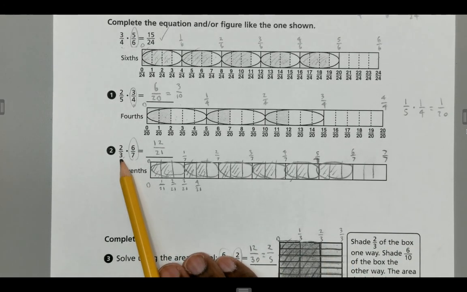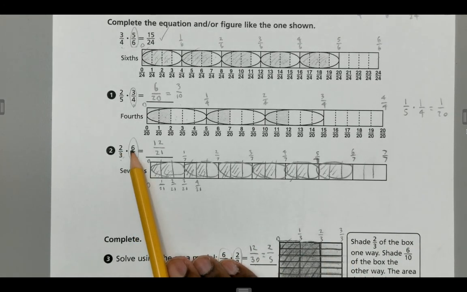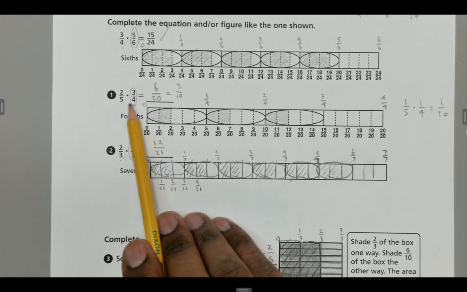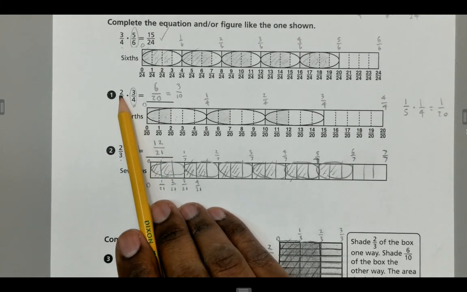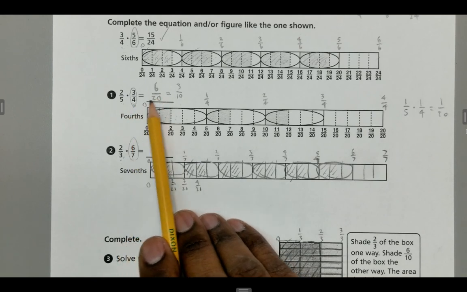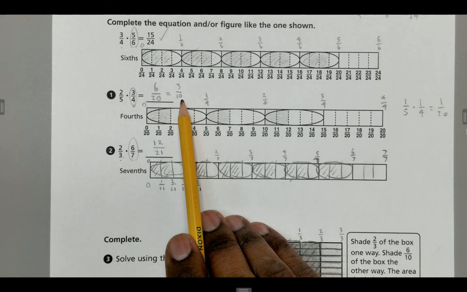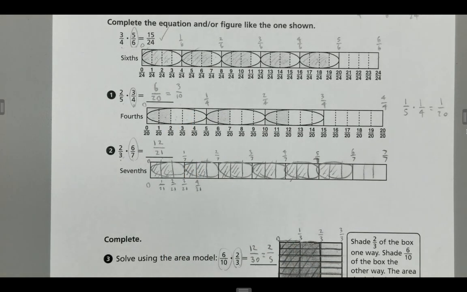Number 2, 2/3 times 6/7. 2 multiplied by 6 is 12. 3 multiplied by 7 is 21. 12 over 21. Number 1, 2/5 times 3/4. 2 times 3 is 6. 5 times 4 is 20. And we already discussed how we can simplify or reduce this answer to 3/10.